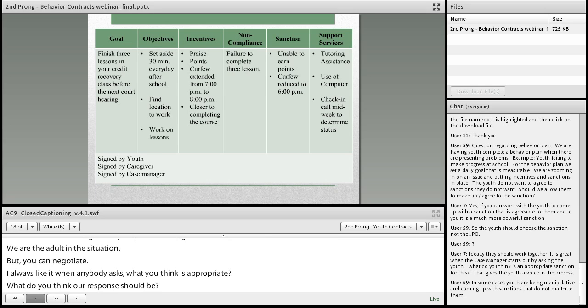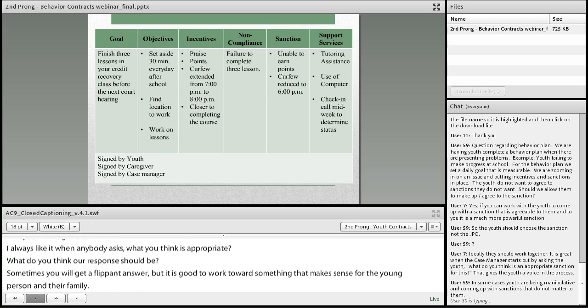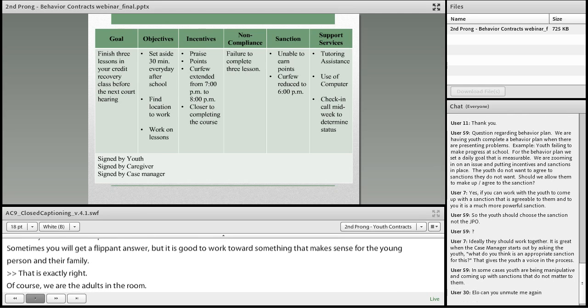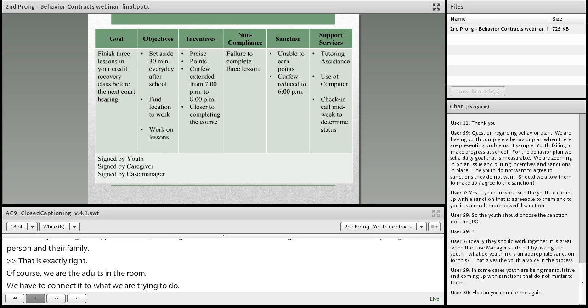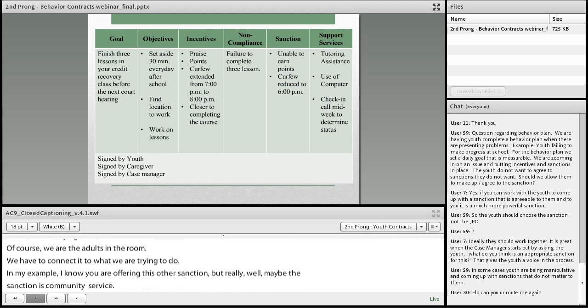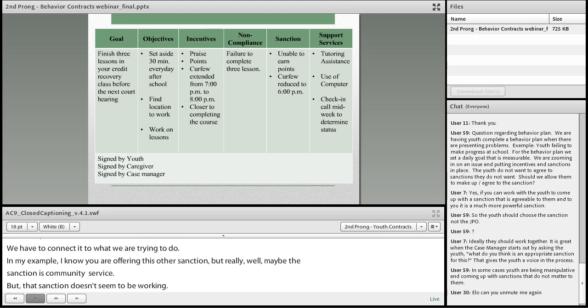Right. I think that's exactly right, Jess. And of course, we're the adults in the room, and we have to try to connect it to what we're trying to do. So in my example there, well, I know you are offering this other sanction, but really, maybe the sanction is community service. But that sanction doesn't really seem to be working. And so the case manager can say, well, I really don't think that you're using your time well, and the curfew is what I think you want more, and I'm going to put that in place.